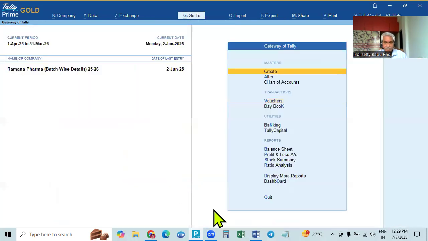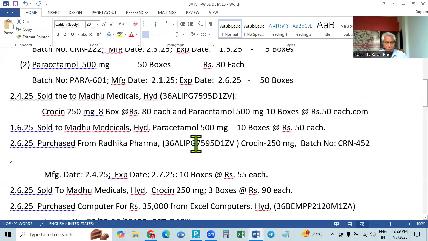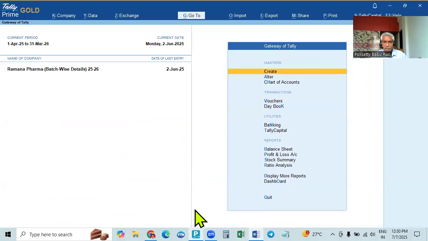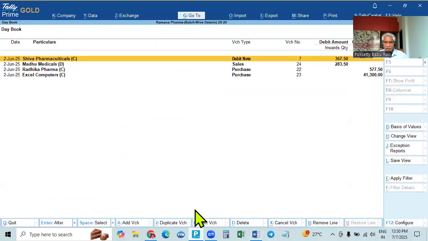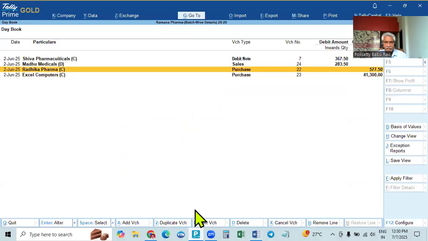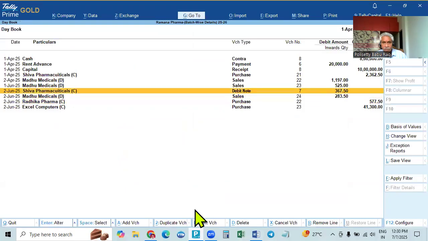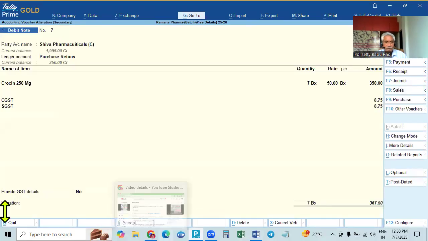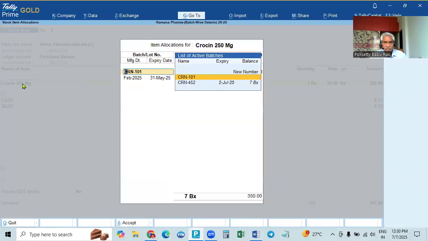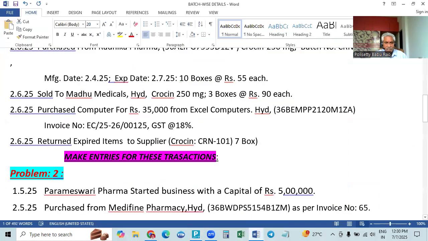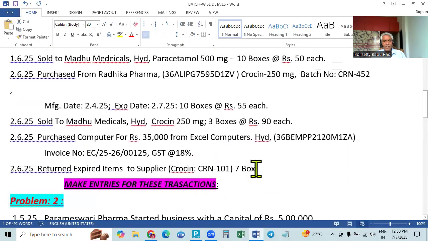This is the method. This is about the details, that is, bill wise details. See, Croatian 101, 7 boxes. See, back one. So this is the purchase return. Not only this, it is showing debit note here, debit note here. You see, we sent batch number 101, 7 boxes. So this is how we will take it.